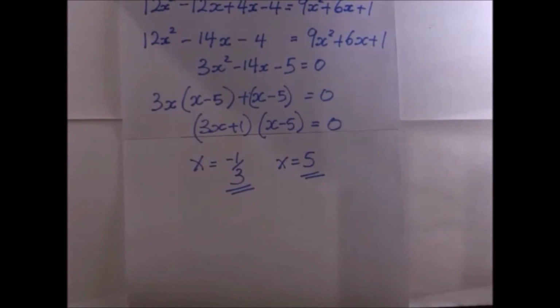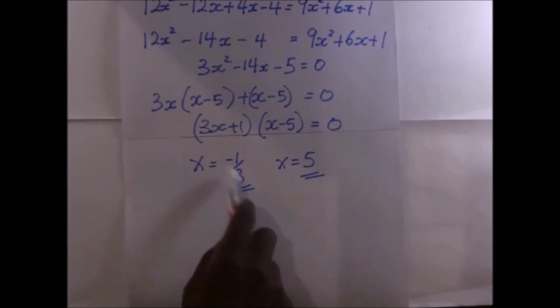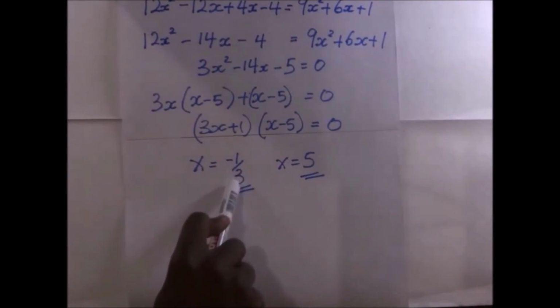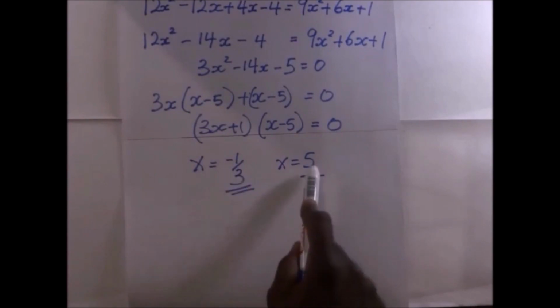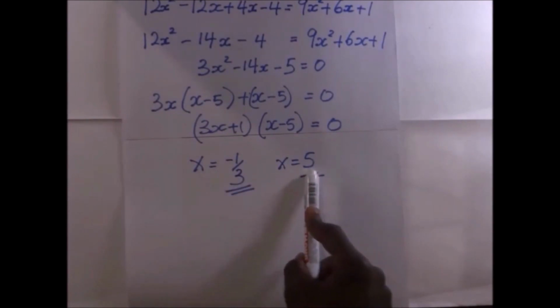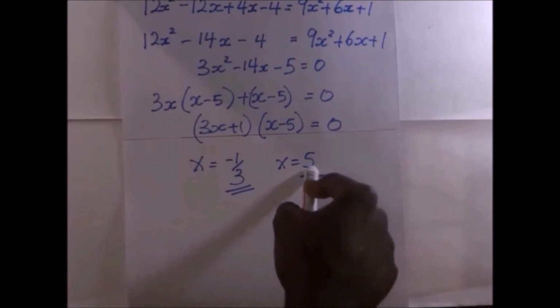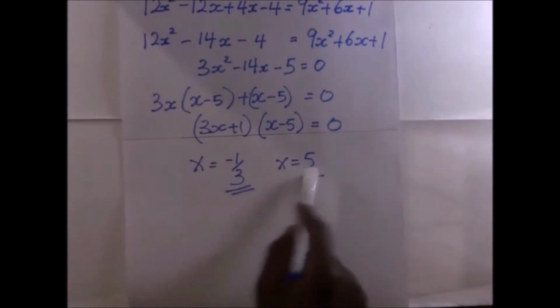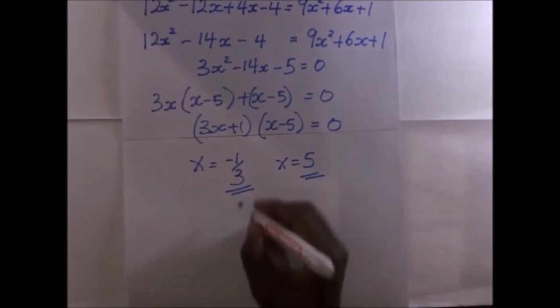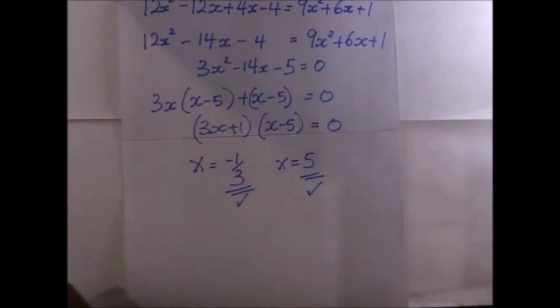But since we squared both sides, it means that we created an extra solution. And we said that for all equations involving squaring on both sides, all roots must be checked in the original equation. So when we put this value of x in our original equation, it is consistent. When we put this value of x in our original equation, it's still going to be consistent. So it means that both are correct. So this is a correct root and that is also a correct root. And that is our answer.